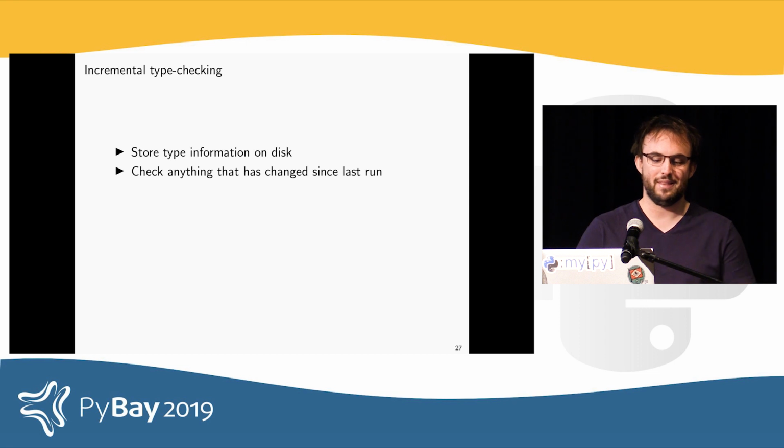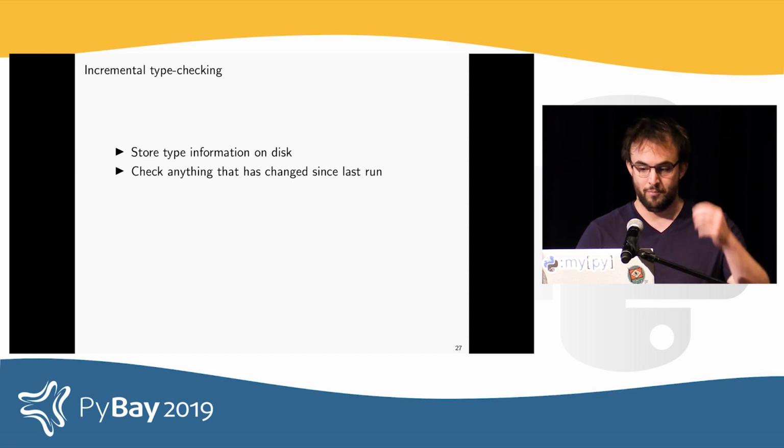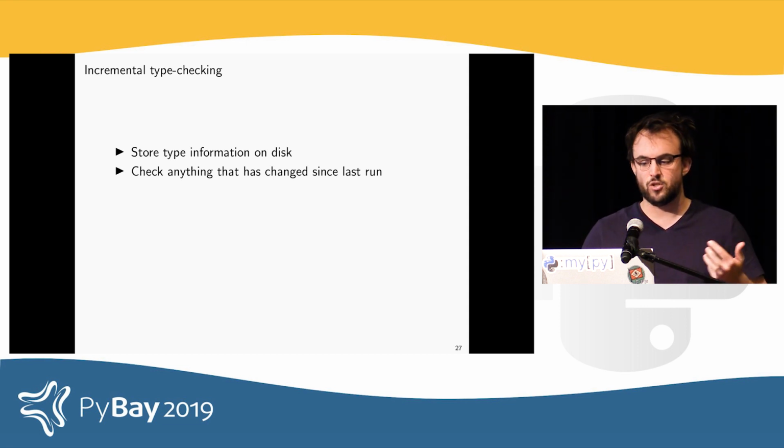So first, the incremental type checking. This, in principle, is pretty simple, though in practice it gets pretty tricky. Because the thing is, the easiest way to compute faster is to compute less. If you have less work to do, then you have less work to do.